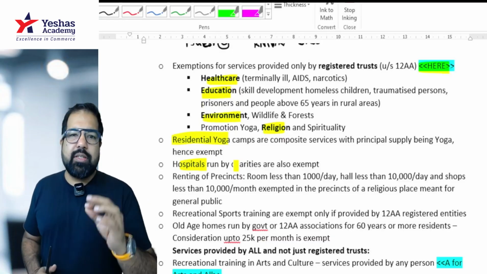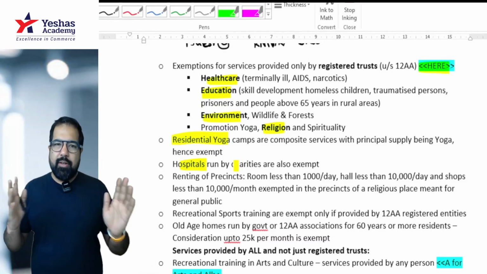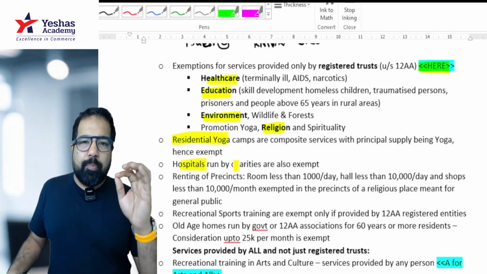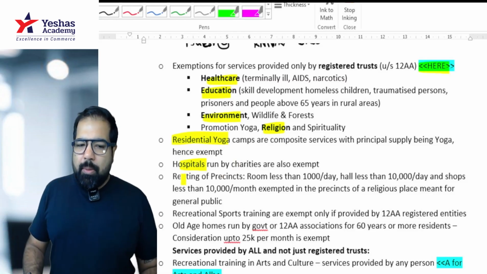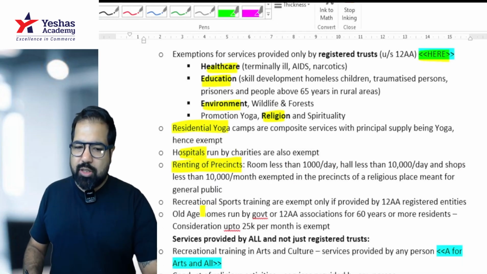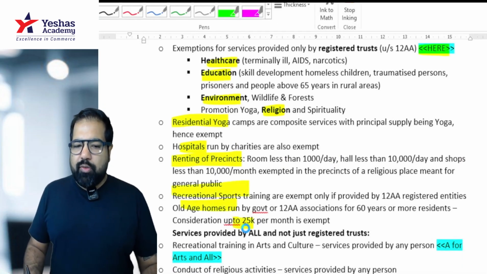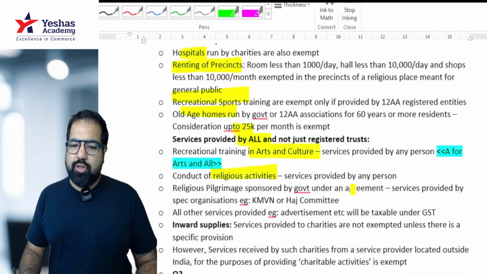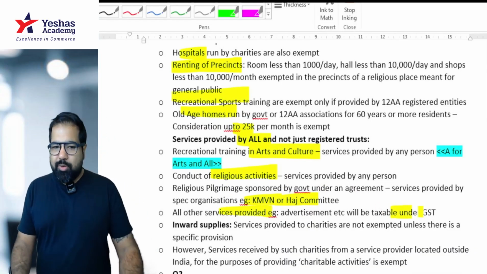If I go to Tirupati Trust and I donate 1 lakh rupees and pray that, listen, make me pass in CA final, CA exams, then there is no pure donation, there is no GST. Precincts of rooms, we've discussed this, recreational sports activities, old age home, up to 25,000. And this is not registered by all. All is arts and culture training, religious organization, Hajj committee, and Kumaon Mandal Vikas Nigam. All other services will be subject to GST.